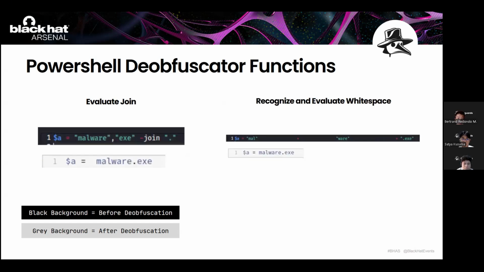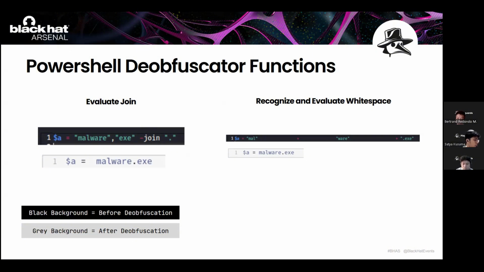The next one is to evaluate join, which is the opposite of the split function. For example, we have 2 different strings inside this sample, malware and exe, that we want to join with the full stop sign as the separator. The application will process the join function and change it into one string value, which in this case is malware.exe, as shown in the picture below.